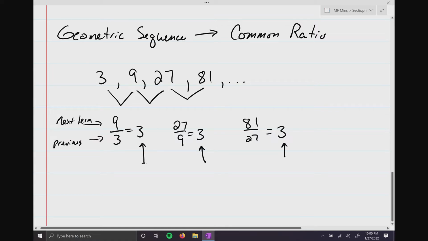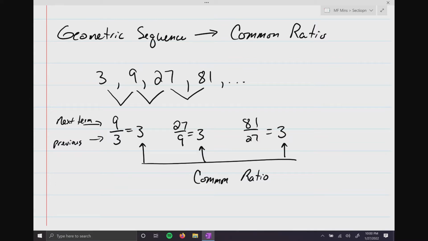And that number 3 is what we call the common ratio. Now think about what the word ratio means. Ratio is just a really fancy word for a fraction. And when I write 9 divided by 3 in fraction form, that's a ratio, and I'm always getting that common number of 3 as an output. So we get a common ratio of 3, which means we can use that to our advantage.